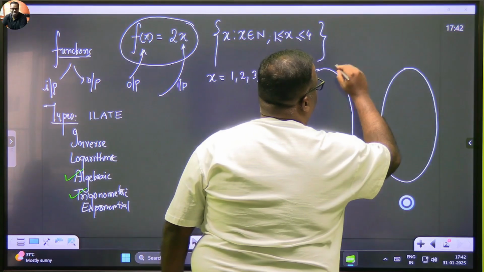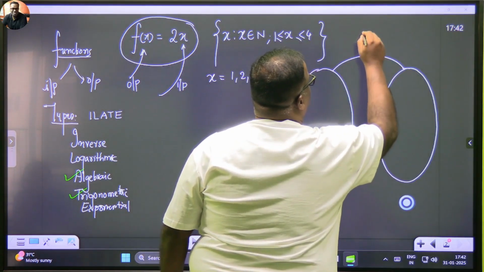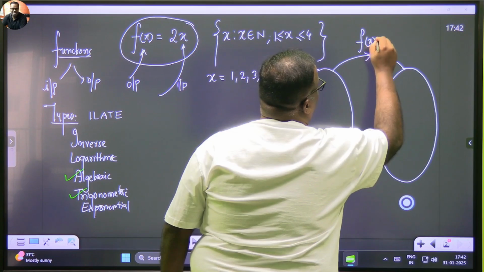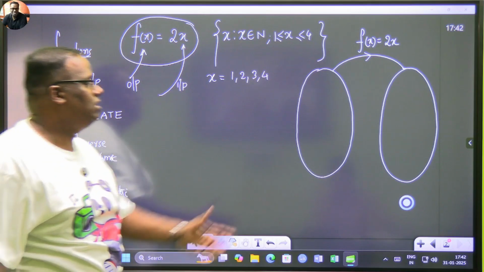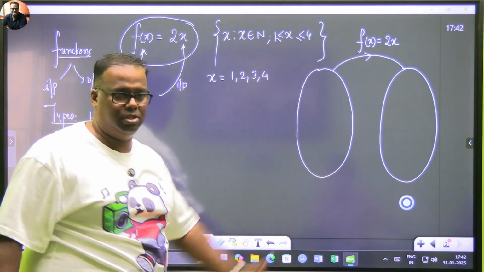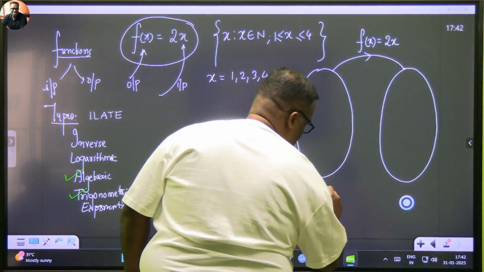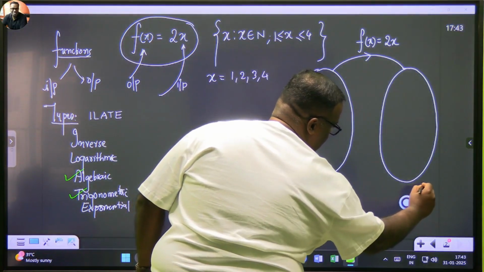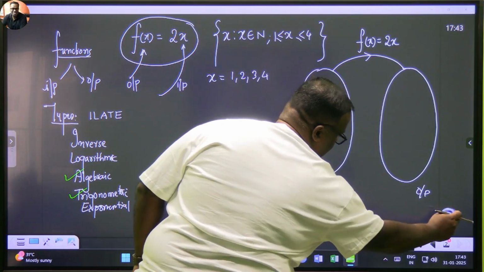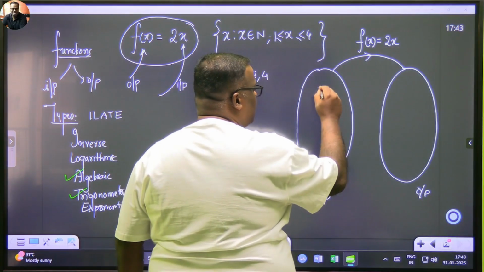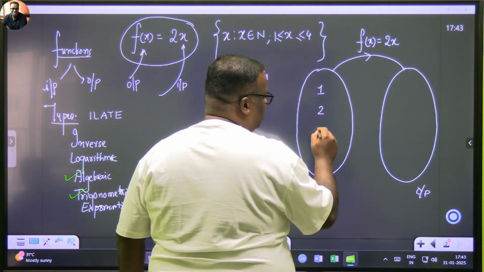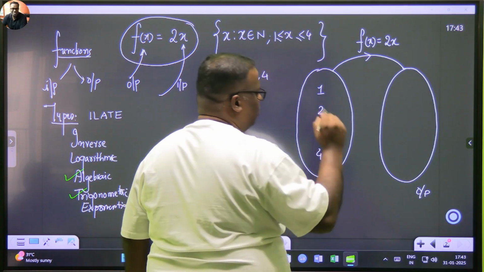So your book will not show this diagram, but this is how it happens. This is your function f of x, which is equal to 2x. This is the magic that you are going to do. What is this side? This side is known as the input. This is my input and this is my output. Okay, understood? Now, my inputs can be 1, 2, 3, and 4.